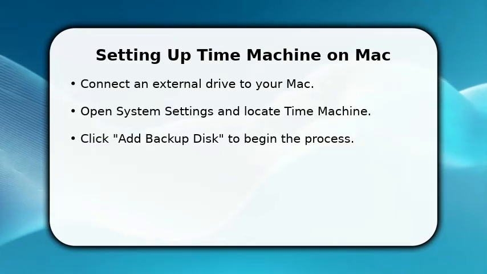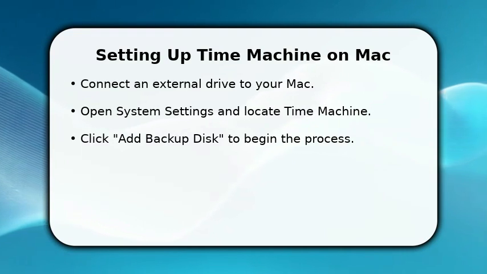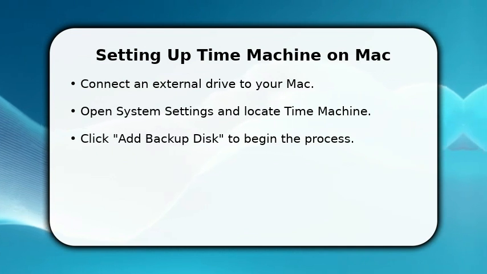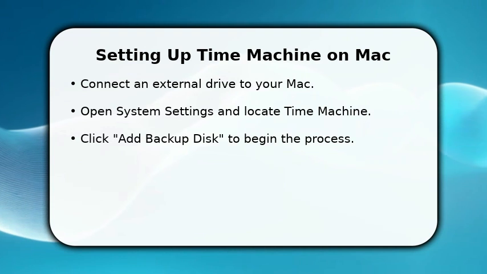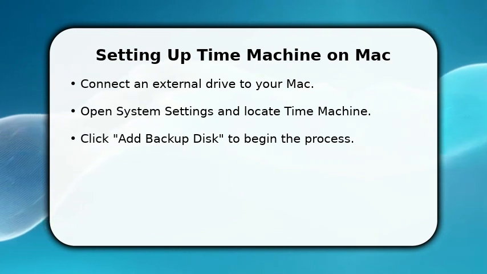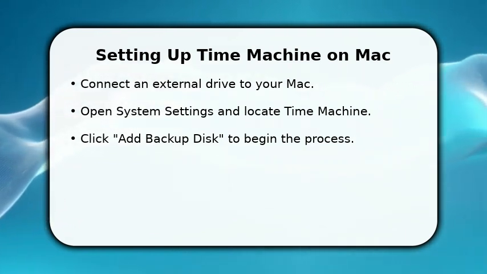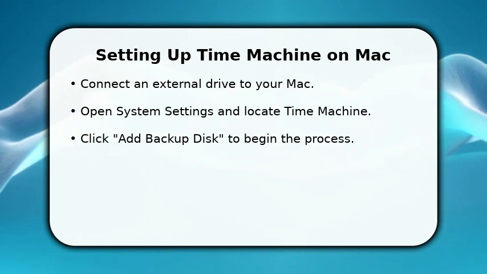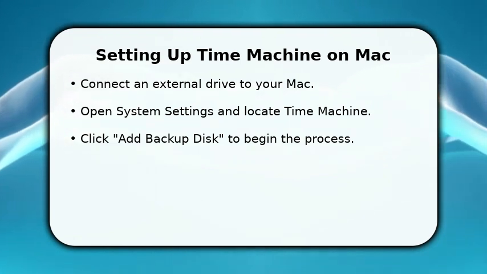In this video, I will show you how to set up Time Machine on Mac. First, ensure your external hard drive is connected and formatted correctly for Mac OS. Then, navigate to System Settings on your Mac and find the Time Machine option. This is where we'll initiate the backup process. Click on Add Backup Disk to select your chosen storage device. It's a straightforward process that provides essential data protection for your files and documents.